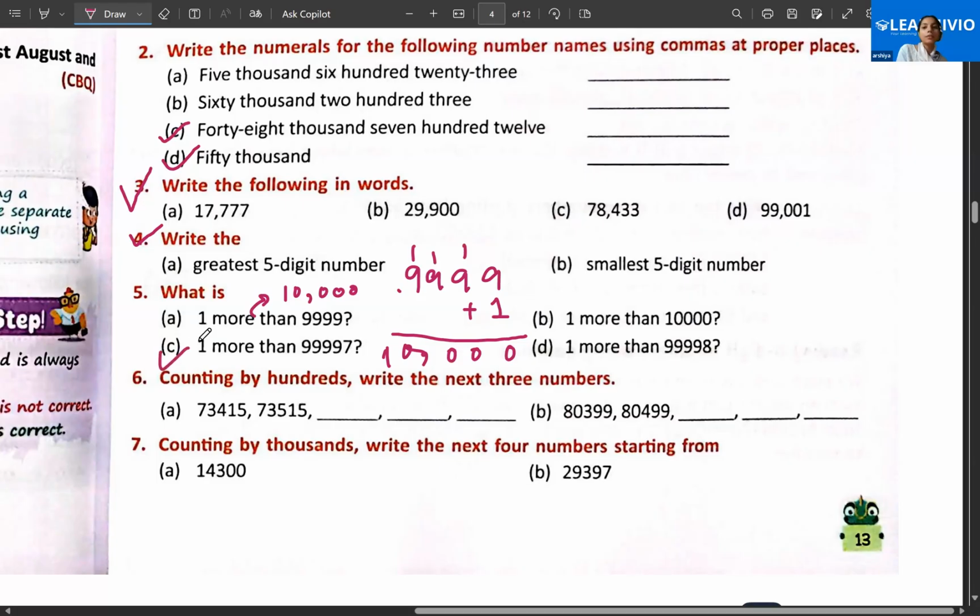Can you tell me part C? Tell the C one. One more than 99,997. 99,998. Very good. Correct. And if I say one less than, what will I do then? One less than. Can you repeat again? Okay, okay, right. Then I'll ask you. Okay. Okay, ma'am.